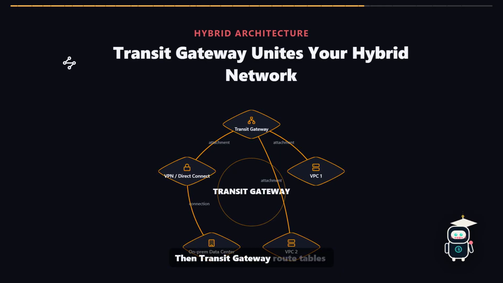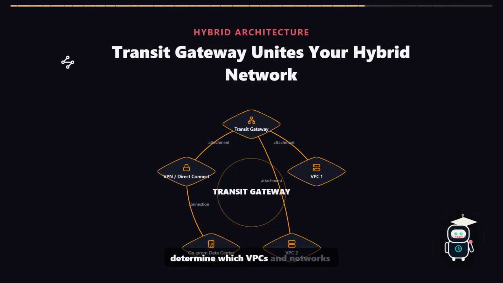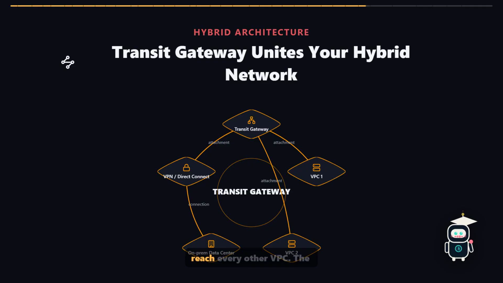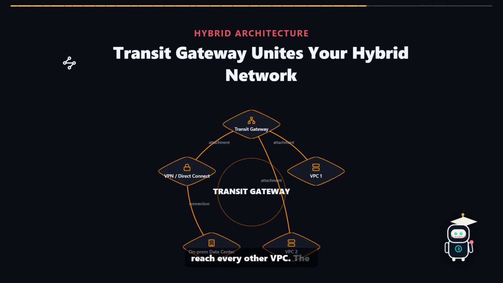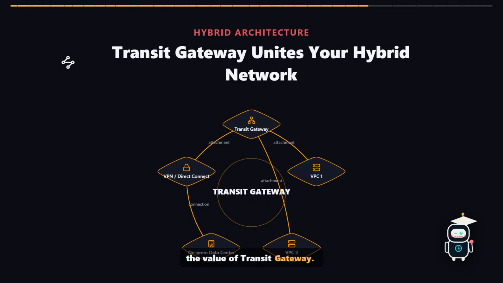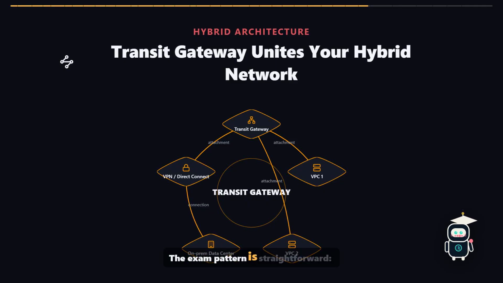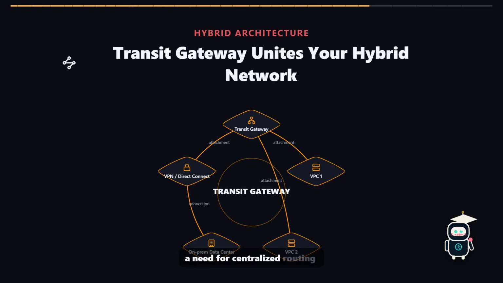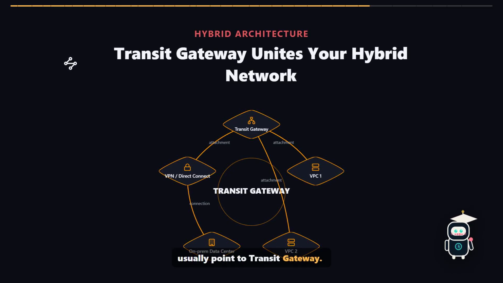Then Transit Gateway route tables determine which VPCs and networks can communicate. This does not mean every VPC can automatically reach every other VPC. The route tables and attachment associations still control the allowed paths. That central policy control is the value of Transit Gateway. The exam pattern is straightforward. Multiple VPCs, on-premises connectivity, and a need for centralized routing usually point to Transit Gateway.